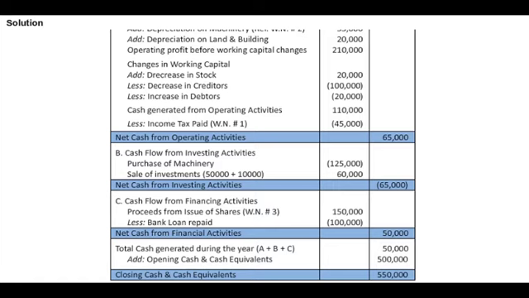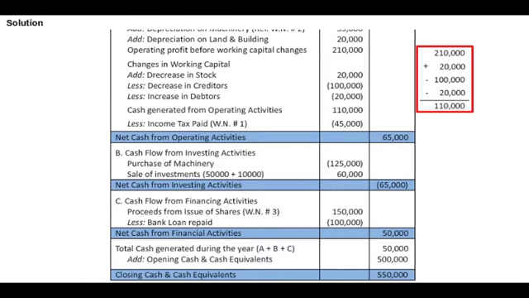Then coming to current liabilities, creditors 5 lakh has gone down to 4 lakh. That means the creditors are paid back. That means it is cash outflow. So 1 lakh you will deduct, less 1 lakh, decrease in creditors. So no other current liabilities. Provision for taxation, we have handled that separately.